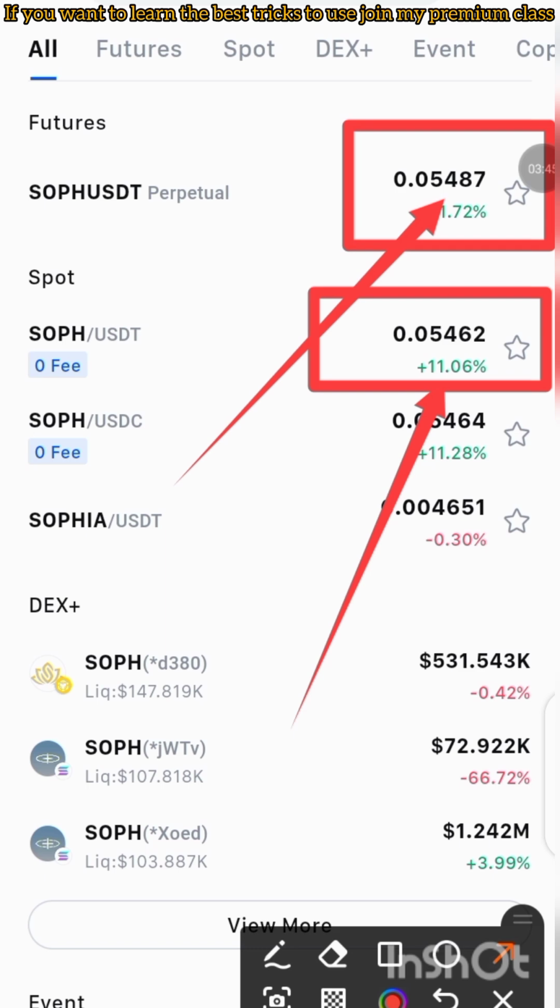Sometimes it can turn around so that the future will move first, then the spot will follow. So first of all, you need the two of them to be at one particular price, just like now you can see 0.054, 0.054. So watch the one that will move first and give a difference of 0.02 and 0.05.